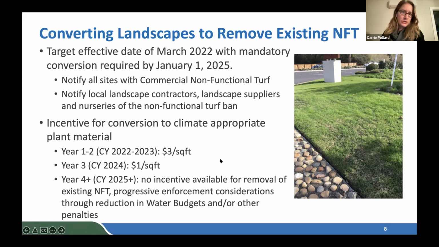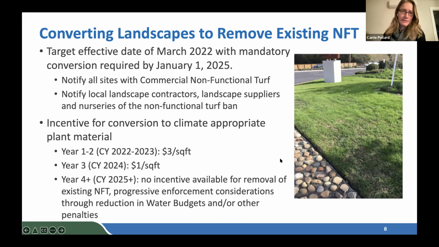We would start with notification of all the commercial non-functional sites. We have a list of locations where these sites have been identified, and we would reach out to the owners to let them know of the new restrictions that may be put in place, or the target for removal, and to encourage them to participate in our programs. We'd also work with our local landscape contractors, landscape suppliers, nurseries, et cetera, recognizing that it will take additional plant material, water-wise plant materials, mulch, irrigation conversion kits, et cetera, to really make these changes happen.